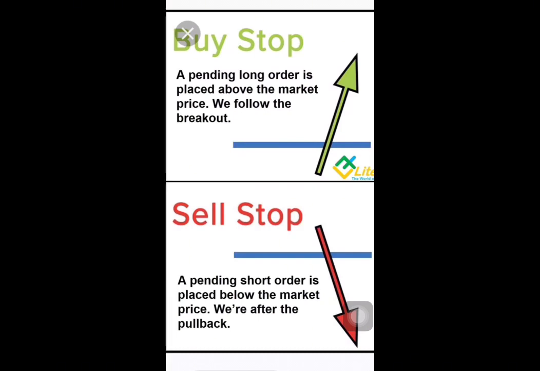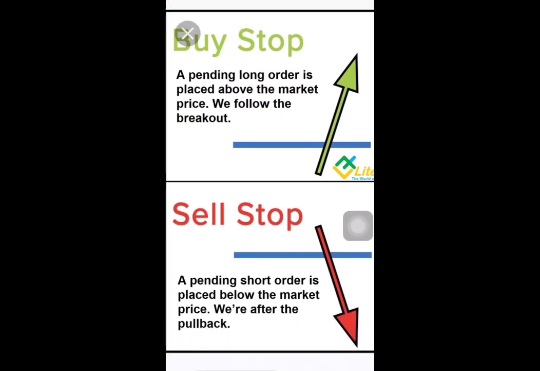So in forex trading, a buy stop is an instruction given by a trader to the broker to buy a currency pair at a price that is higher than the current market price. This type of order is typically used when a trader believes that the price of a currency pair will continue to rise after reaching a certain level. So once the market reaches or surpasses the specified buy stop, the buy stop is triggered and the trade is executed at the best available price.